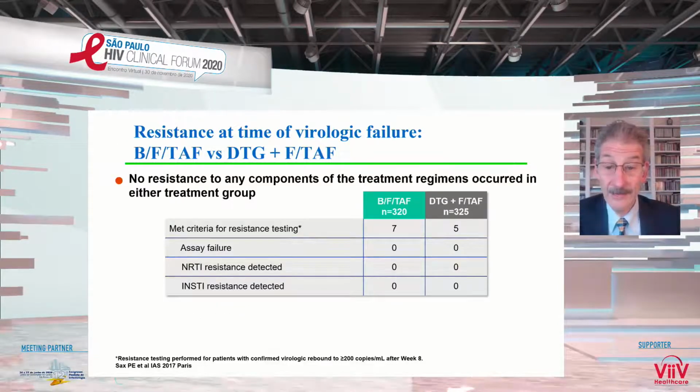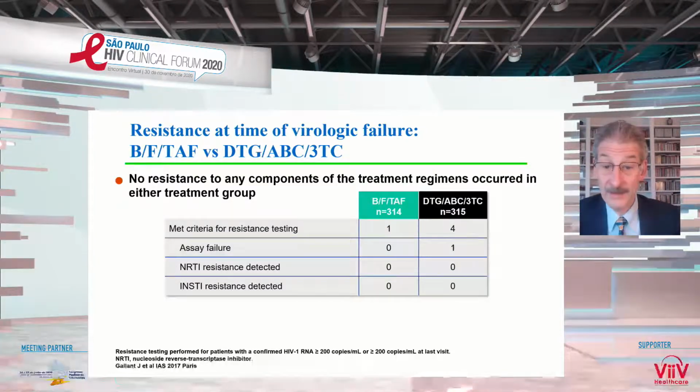Very similar data were seen with bictegravir, another second-generation integrase inhibitor. Here, bictegravir, as the fixed-dose combination with FTC and the TAF formulation of tenofovir, was compared with dolutegravir plus FTC and TAF. And in neither arm was any resistance observed, suggesting that these second-generation integrase inhibitors have a much higher barrier to resistance than observed with the first-generation drugs.